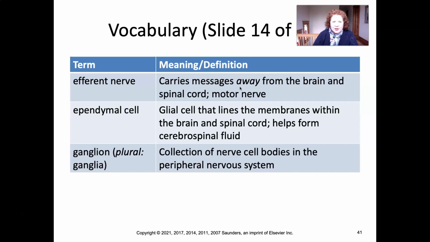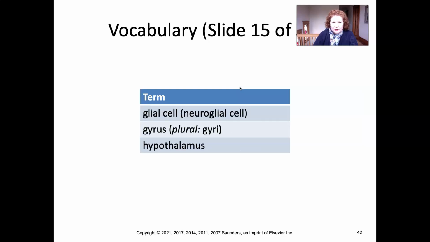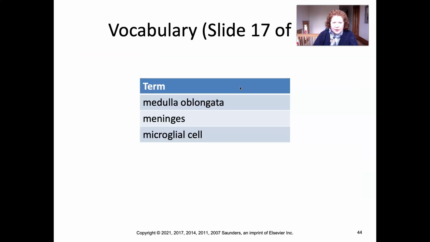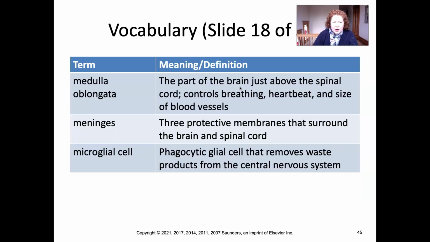Afferent nerve, ependymal cell. Ganglion, or ganglia if it's plural. Glial cell, or neural glial cell. Gyrus, gyri, notice the plural. Hypothalamus. Medulla oblongata.